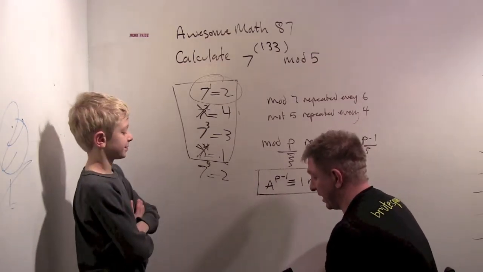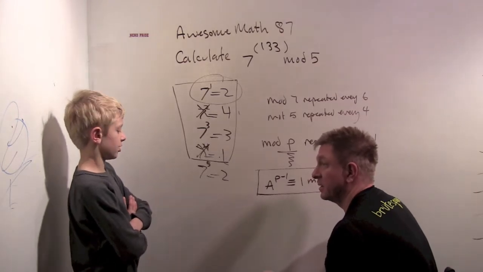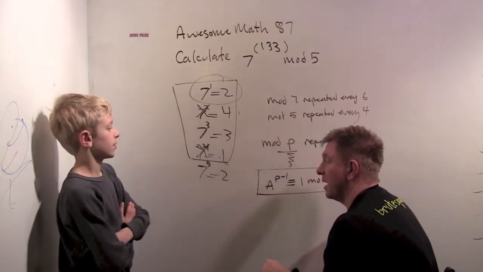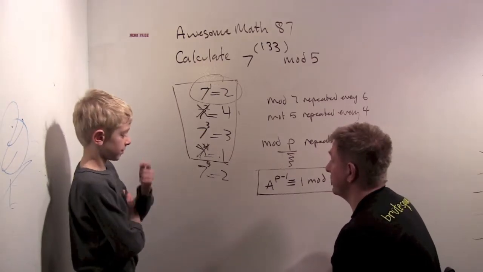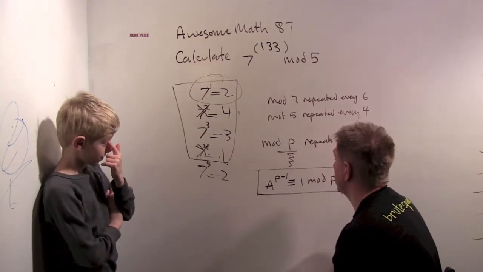Do you know what Fermat's last theorem is? You ever heard that? I think, is it another prime theorem? It's a theorem sort of like the Pythagorean theorem, but that was a really famous unsolved problem for a long time.